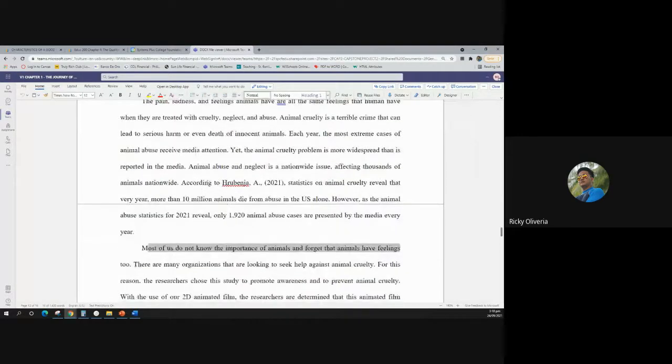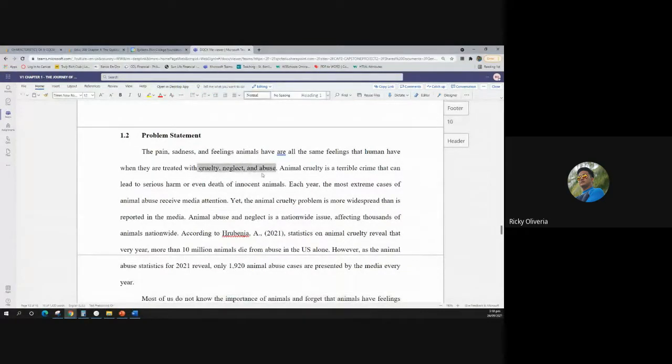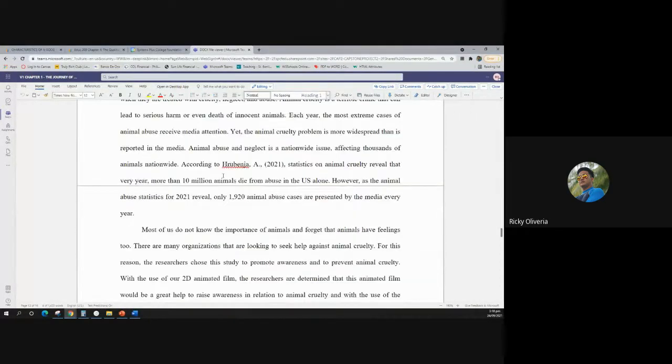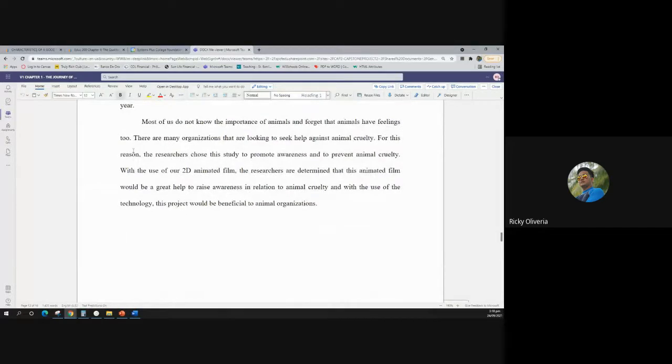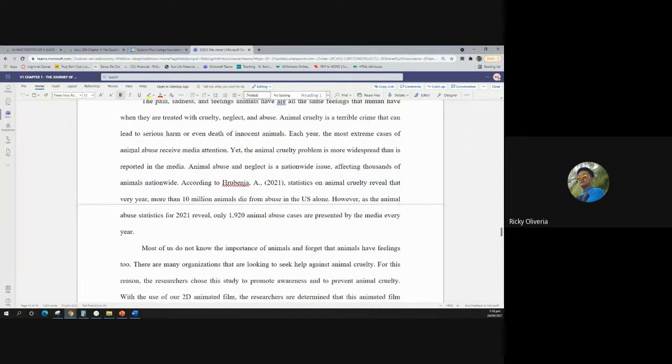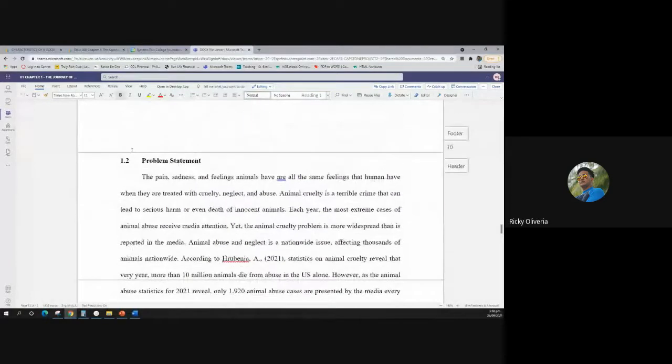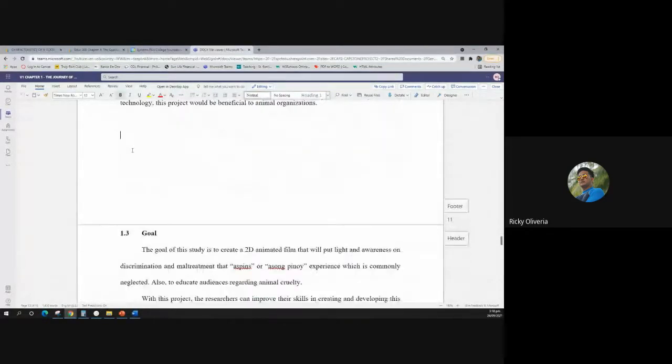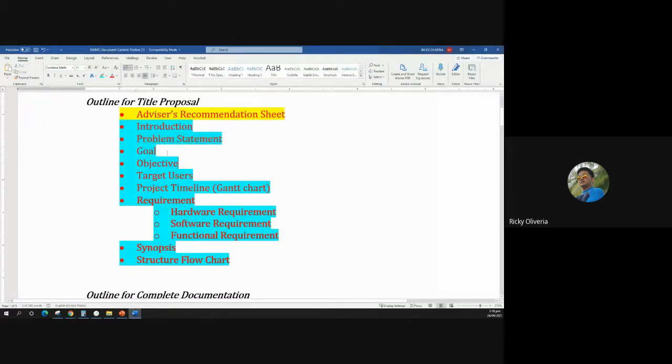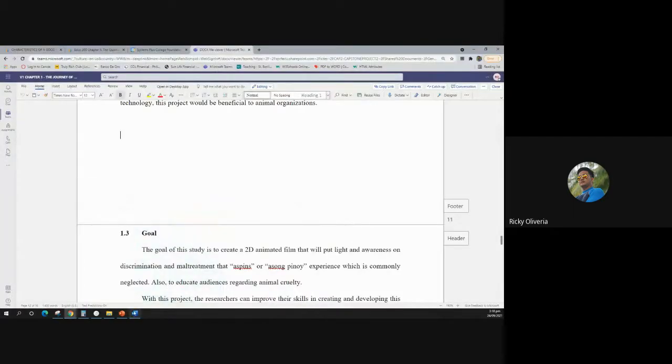Tapos yung animal cruelty nga, cruelty, neglect, and abuse, no? So yan. Instead of having parang ang gagawin mo dito is nakabulleted, hindi siya ganun. Kasi hindi system yung pinopropose natin. It's parang yung thought nung ipoproduce natin. Okay? So, what's next? The goal. Ayan. The goal, no? So, let's see.